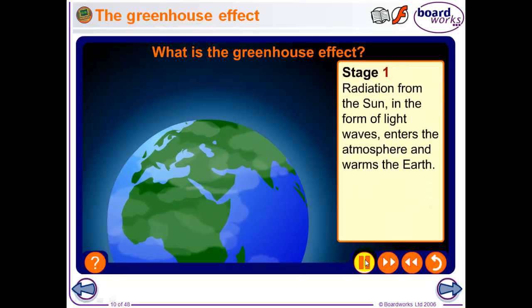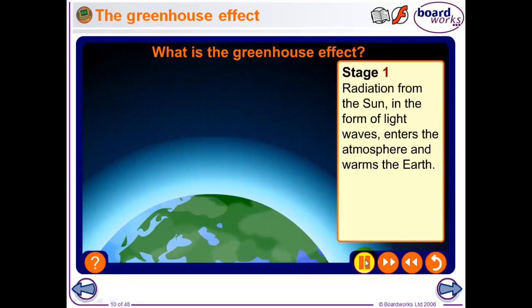Stage 1. Radiation from the Sun in the form of light waves in all parts of the spectrum enter the atmosphere, and these are absorbed by the Earth and they warm up the Earth. So we know that when an object absorbs radiation from the Sun, it warms up.